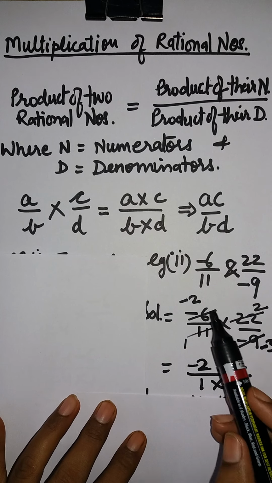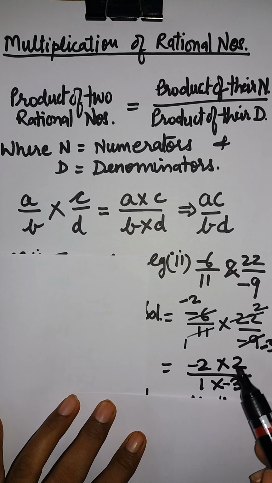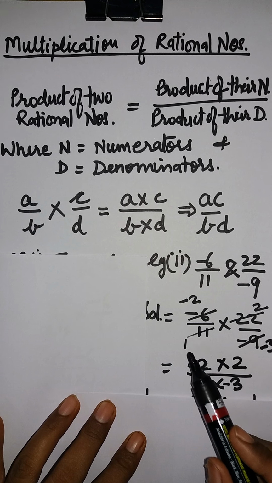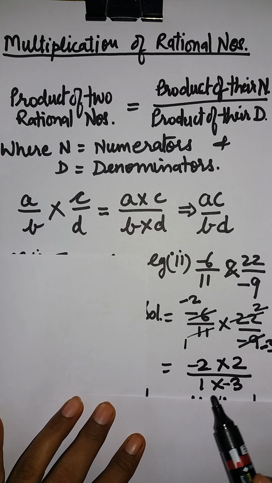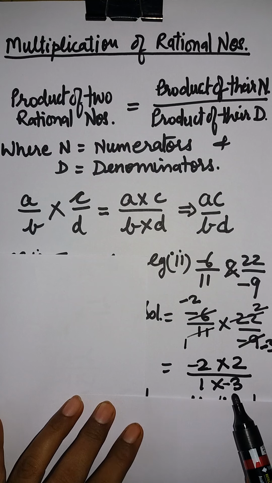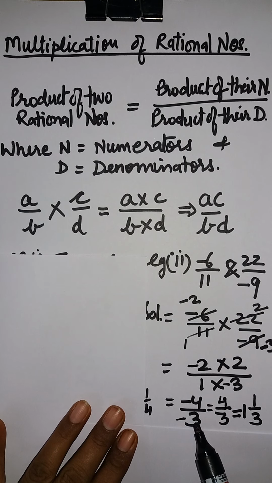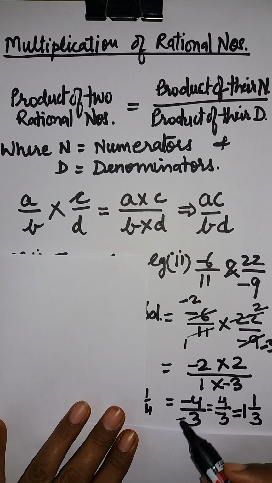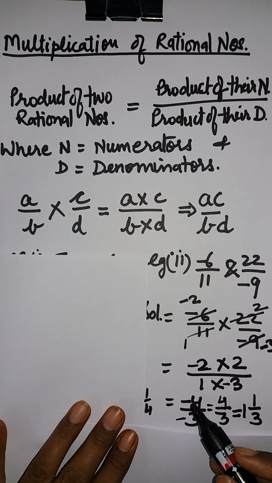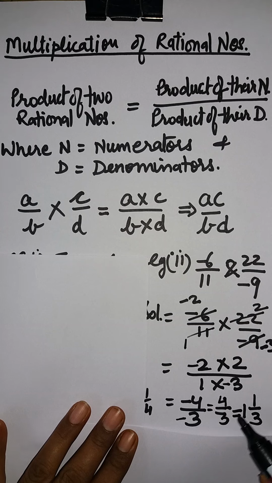The remaining numbers minus 2 and 2 in the numerator we will multiply, and the denominator 1 and minus 3 we will multiply in the denominator place. Our final result is minus 4 upon minus 3, where the minus signs will be cancelled. It will become 4 by 3, and finally we write our answer as 1 and 1 by 3.